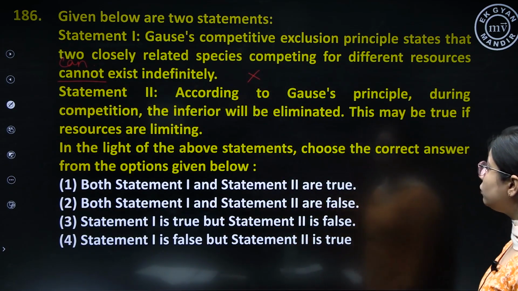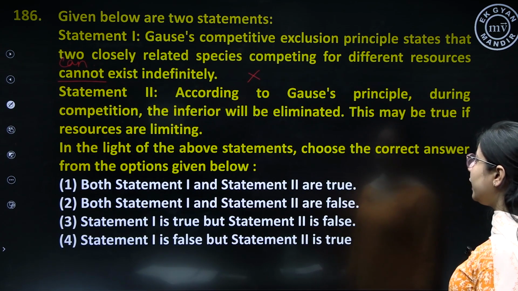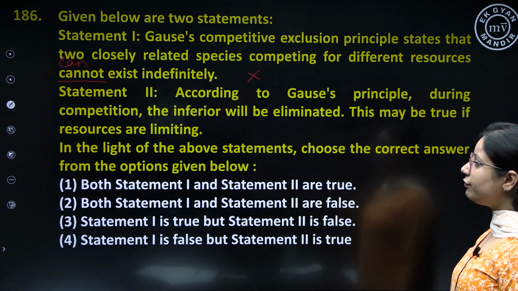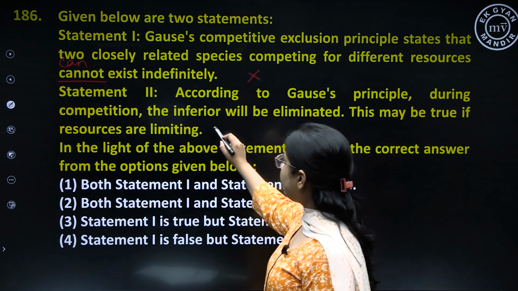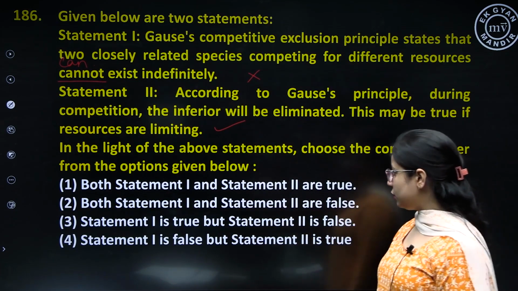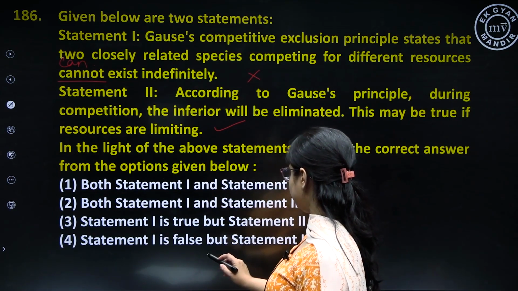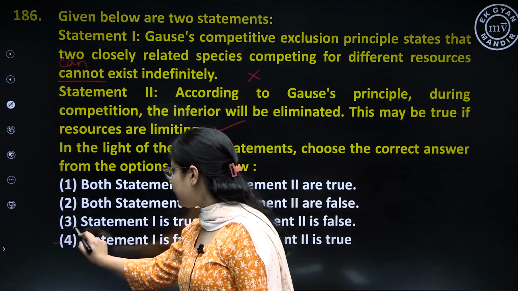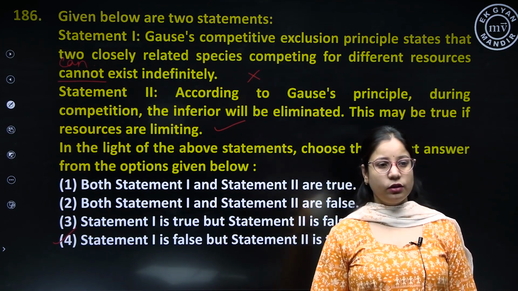Statement 2, according to Gauss's principle, during the competition, the inferior will be eliminated. This may be true if resources are limiting. This statement is absolutely right. So the correct option for question number 186 is option number 4, that is, statement 1 is false and statement 2 is true.